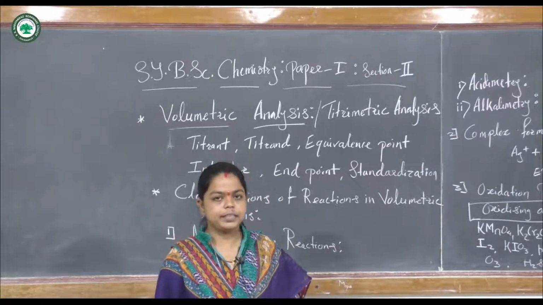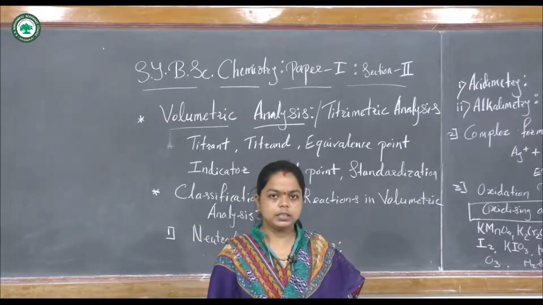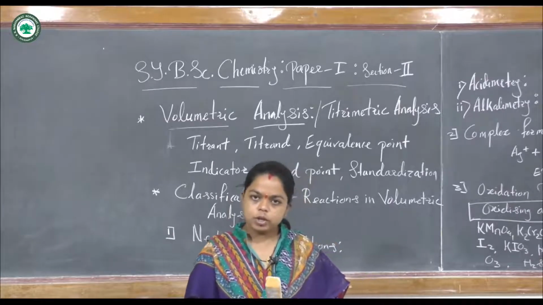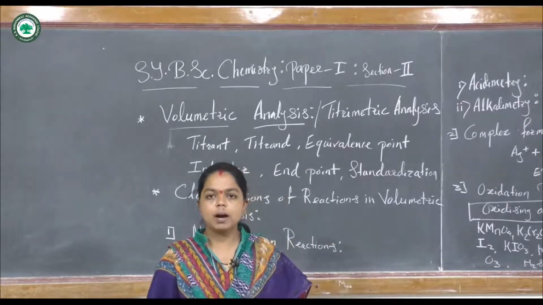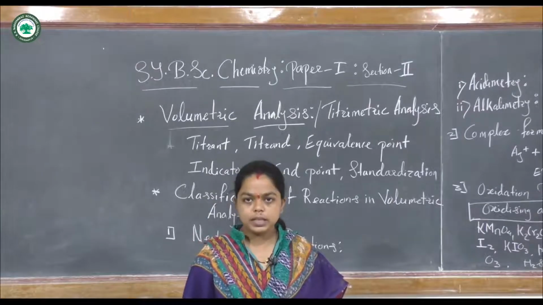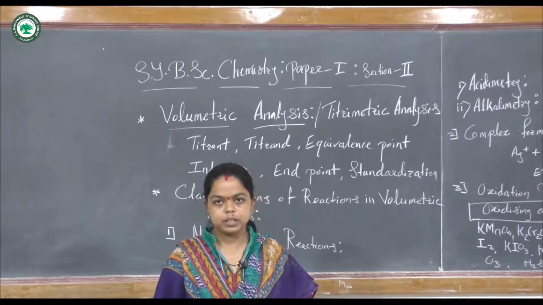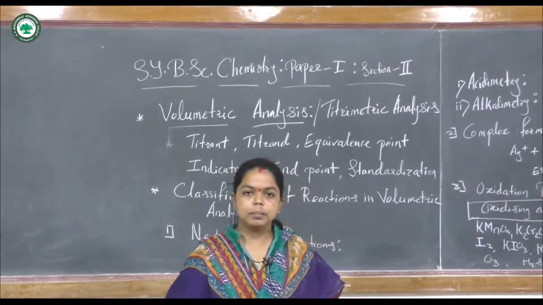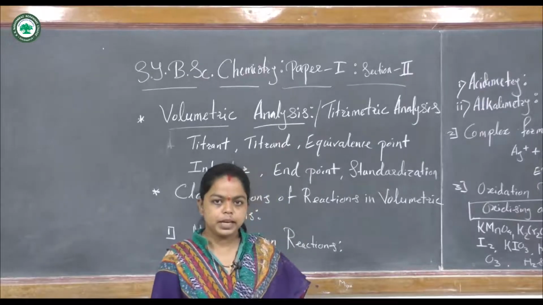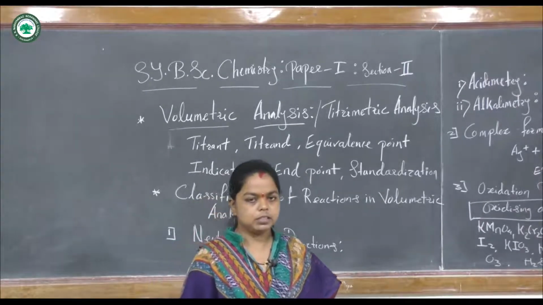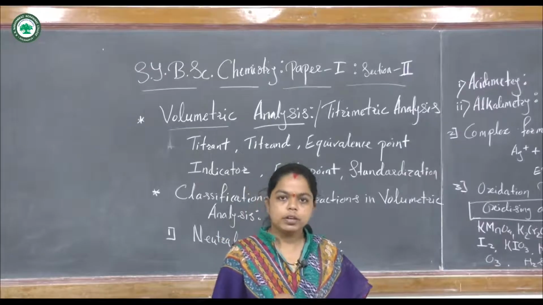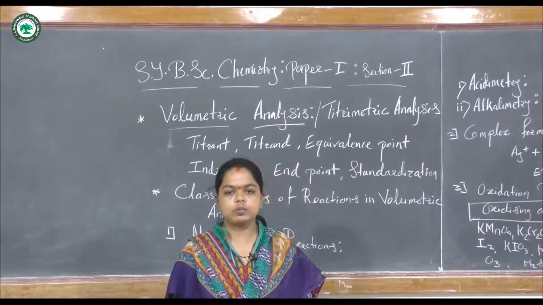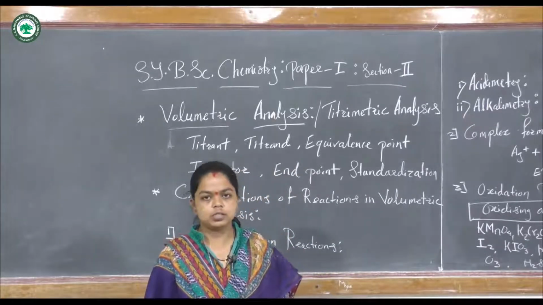Under quantitative analysis, it is further divided into volumetric analysis and gravimetric analysis. In quantitative analysis, we are determining the amount of the substance or the elements which are present in the sample. It can be determined by two methods, volumetric analysis and gravimetric analysis. From this we are going to study what volumetric analysis is, and which different types of analysis or reactions come under this topic.